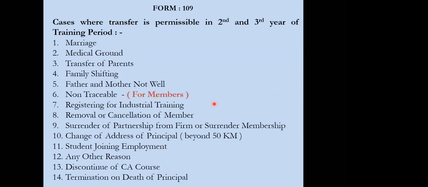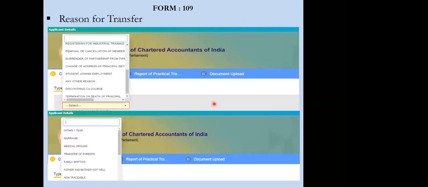There are lots of cases where you have to take a transfer, like marriage, medical grounds, family shifting, father or mother not being well, or non-traceable. This is related to the members. Registered for industrial training, removal and cancellation of members, surrender, change of address, students joining other employment, and many others. Now you have to go with the 109 form.